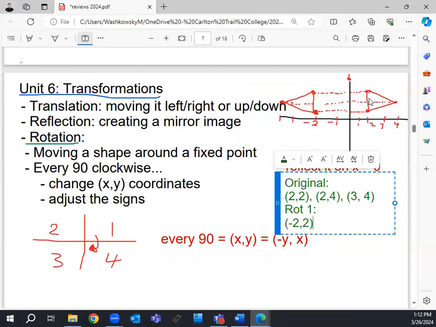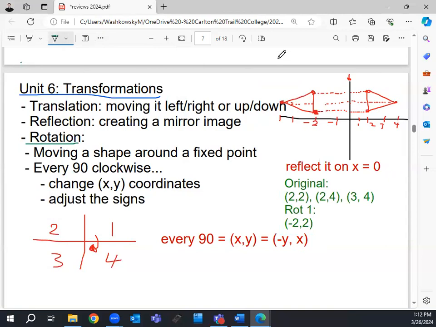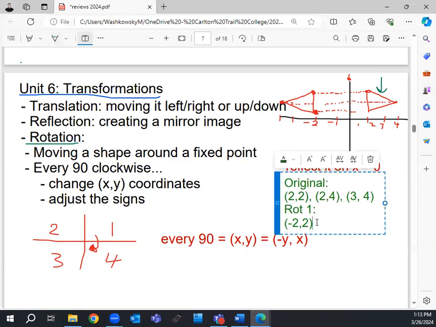So if I say, I want you to rotate this image up here, I'll draw an arrow to it. I want you to rotate it 90 degrees. Well, it's going to go into this quadrant here, quadrant 4. So I'm going to swap my X and my Y, and I'm going to change the sign. Now my 2, 2, well, that's simple. 2, 2 turns to 2, 2, and then I apply that negative sign, so it's negative 2 and 2.